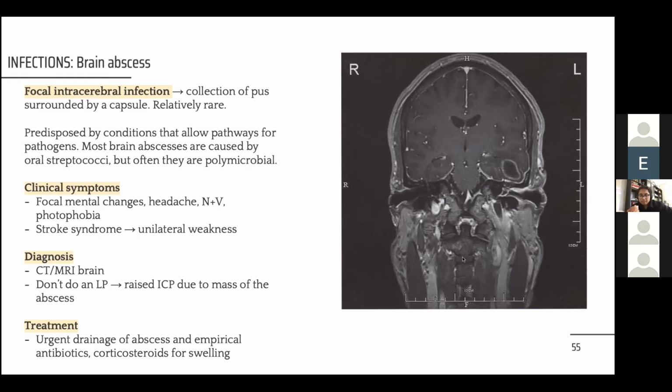If you do a lumbar puncture, it's kind of like if you take a balloon and then you open the balloon and all the pressure releases. The pressure goes down through the lumbar puncture and the brain starts to herniate down the foramen magnum. And if it starts to herniate, you can cause something called coning. And coning is really bad because it squashes the medulla oblongata and the patient will not be able to breathe or control their heart rate and things like that. N plus V means nausea and vomiting. And the treatment of a brain abscess is just to drain it.